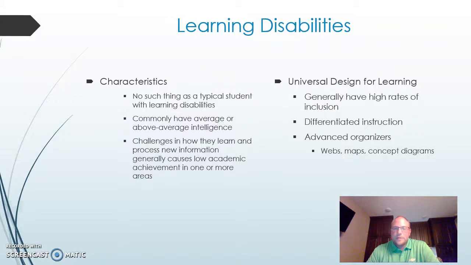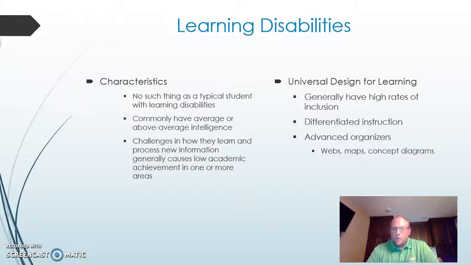First is learning disabilities. There truly is no such thing as a typical student with learning disabilities. You cannot tell by looking at these students they have a learning disability. They commonly have average or above average intelligence. They just struggle in certain areas of learning or certain ways of processing information. Some of these students are brilliant with math and struggle with reading and need a little bit of help there.